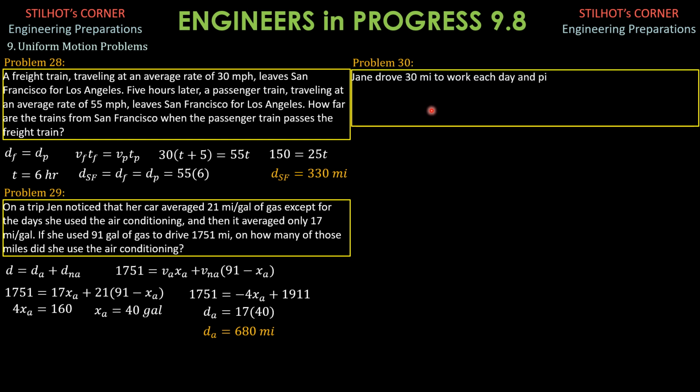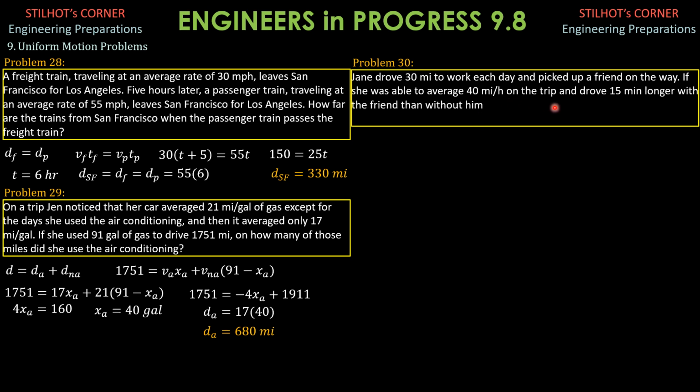Problem 30. Jane drove 30 miles to work each day and picked up a friend on the way. If she was able to average 40 miles per hour on the trip and drove 15 minutes longer with the friend than without him, how far did she live from her friend's house? Remember that the average speed of Jane is 40 miles per hour, and if she picks up her friend, the travel time will extend by 15 minutes or 1/4 hour longer with a friend than without him.